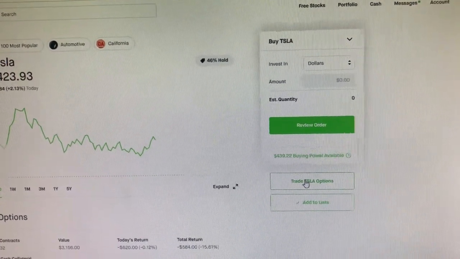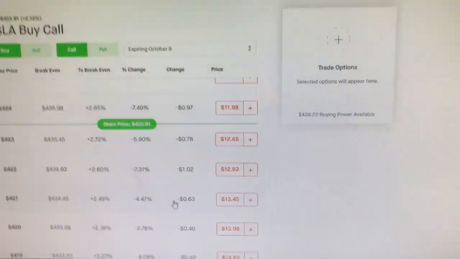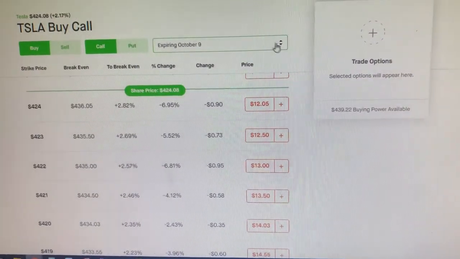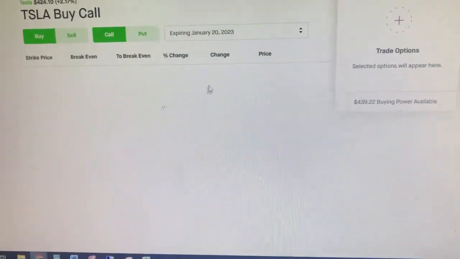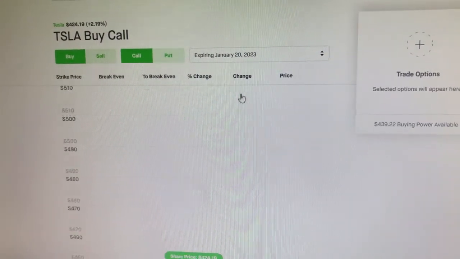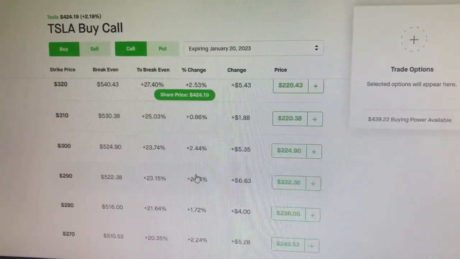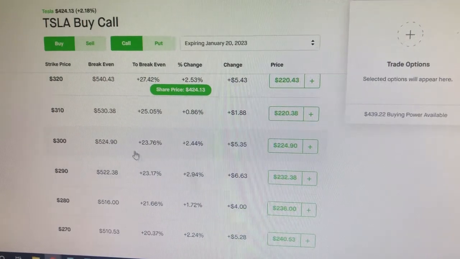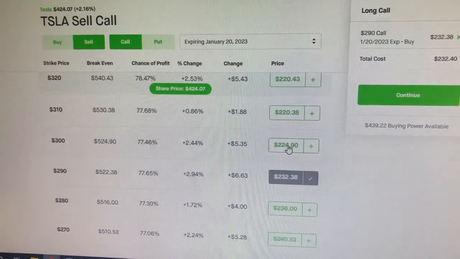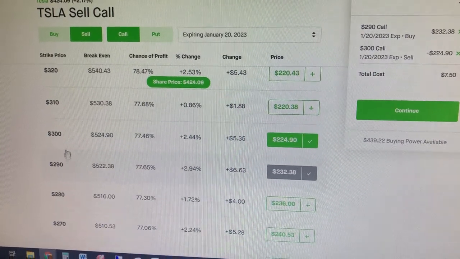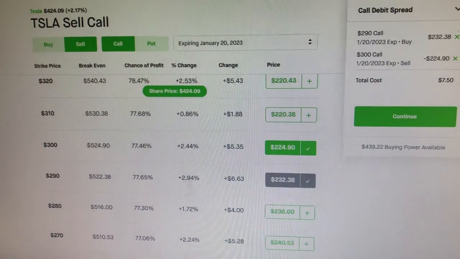And then if I win every single time, then I have huge gains. Now you can do these quite a while out. For your more safety-conscious investor, this is absolutely the way I would do it. So in this situation, I'm going to do a spread at the $300 price in 2023.